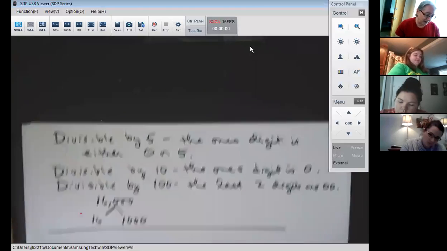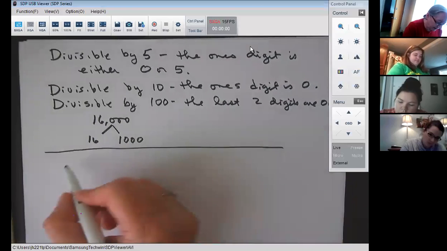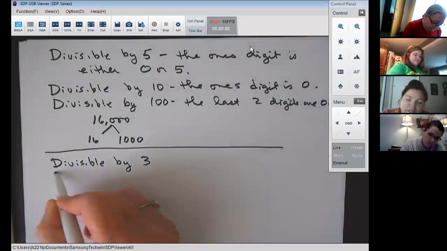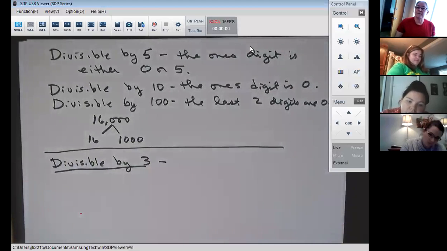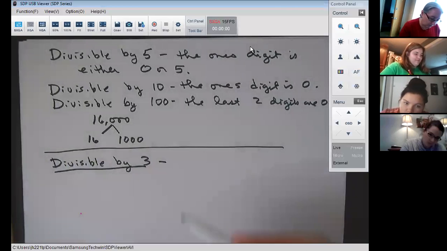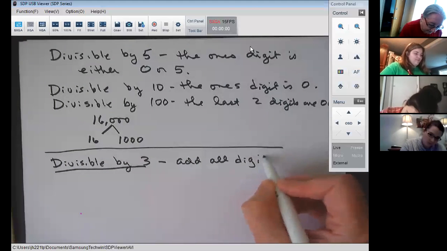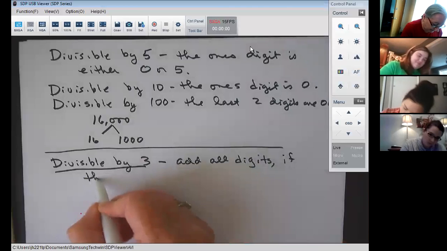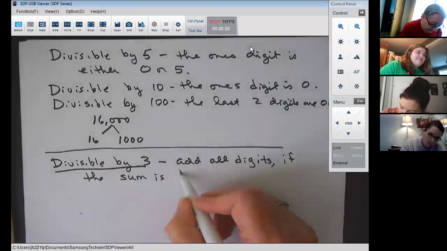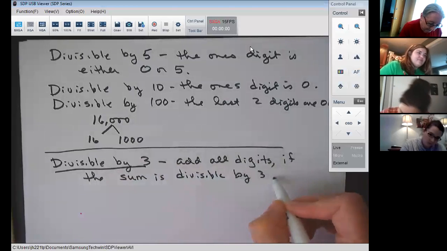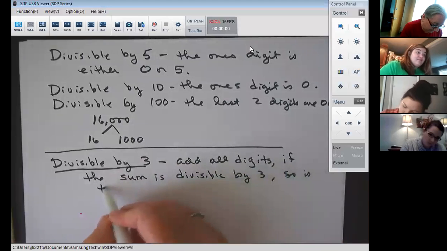Well, what other kind of test can I run? Anybody know the test for 3? If the sum of all digits is divisible by 3. Excellent. Yeah, if you add up all the digits in the number and that number is divisible by 3, then the number you started with is divisible by 3. So you add all digits. If the sum is divisible by 3, so is the original number.